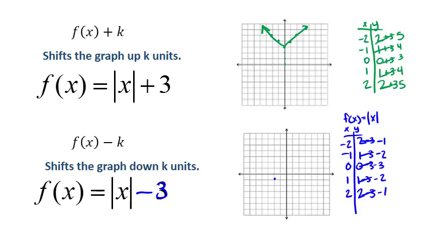At negative 2, I'm down at negative 1, negative 1, negative 2, 0, negative 3, 1, negative 2, and 2, negative 1. There is our absolute value graph. It looks just like the parent function, but it is shifted down 3 units at every point.